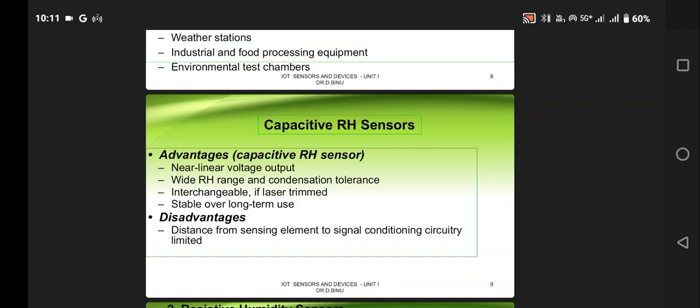Advantages as well as drawbacks of capacitive RH sensors. Advantages are near linear voltage output, wide RH range and condensation tolerance, interchangeable if laser trimmed, and stable over long term. Drawbacks of capacitive RH sensors are that the distance from the sensing element to signal conditioning circuitry is limited.